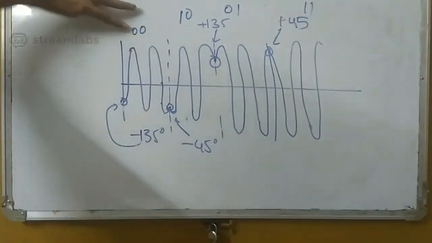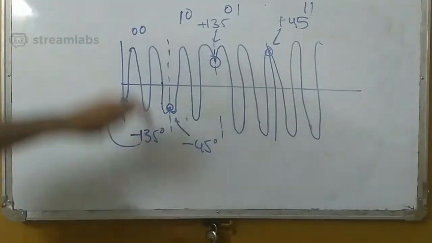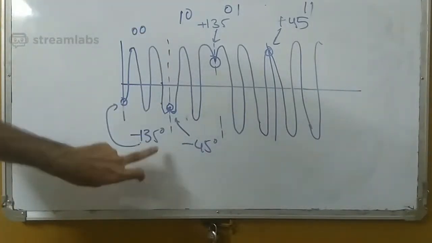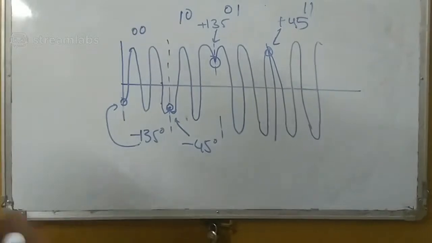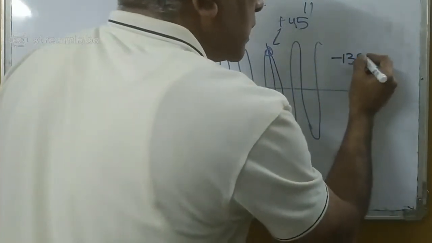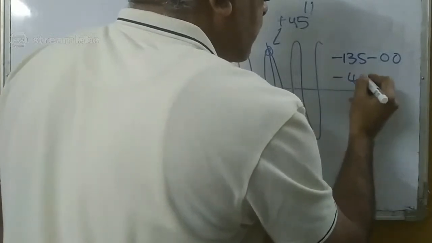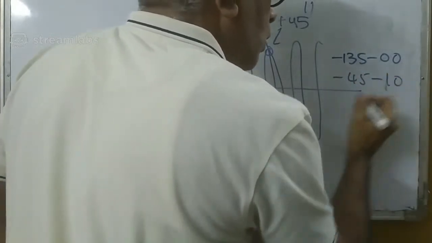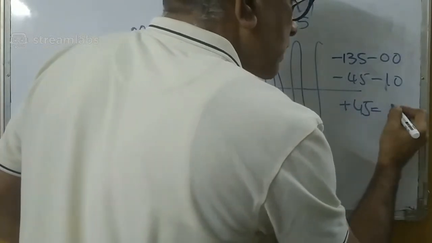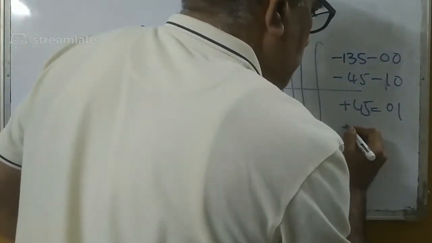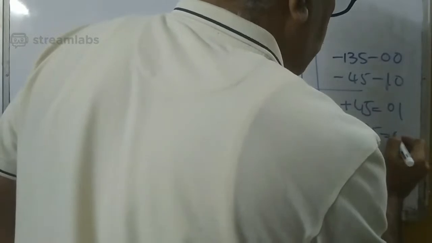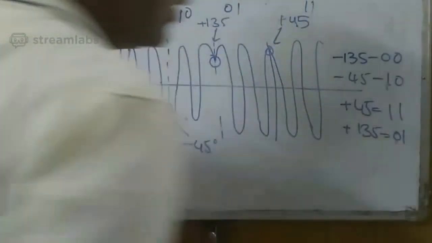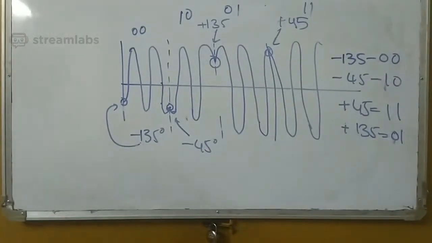So like this, two data elements are represented by one signal element. Signal element is phase. I'll write it over here for understanding. So minus 135 is one signal element which is representing 0 0. Minus 45 is another signal element which is representing 1 0. Plus 45 is another signal element which is representing 1 1, whereas plus 135 is another signal element which is representing 0 1. Okay, so like this I have 4 different signal elements which are representing 2 bits.